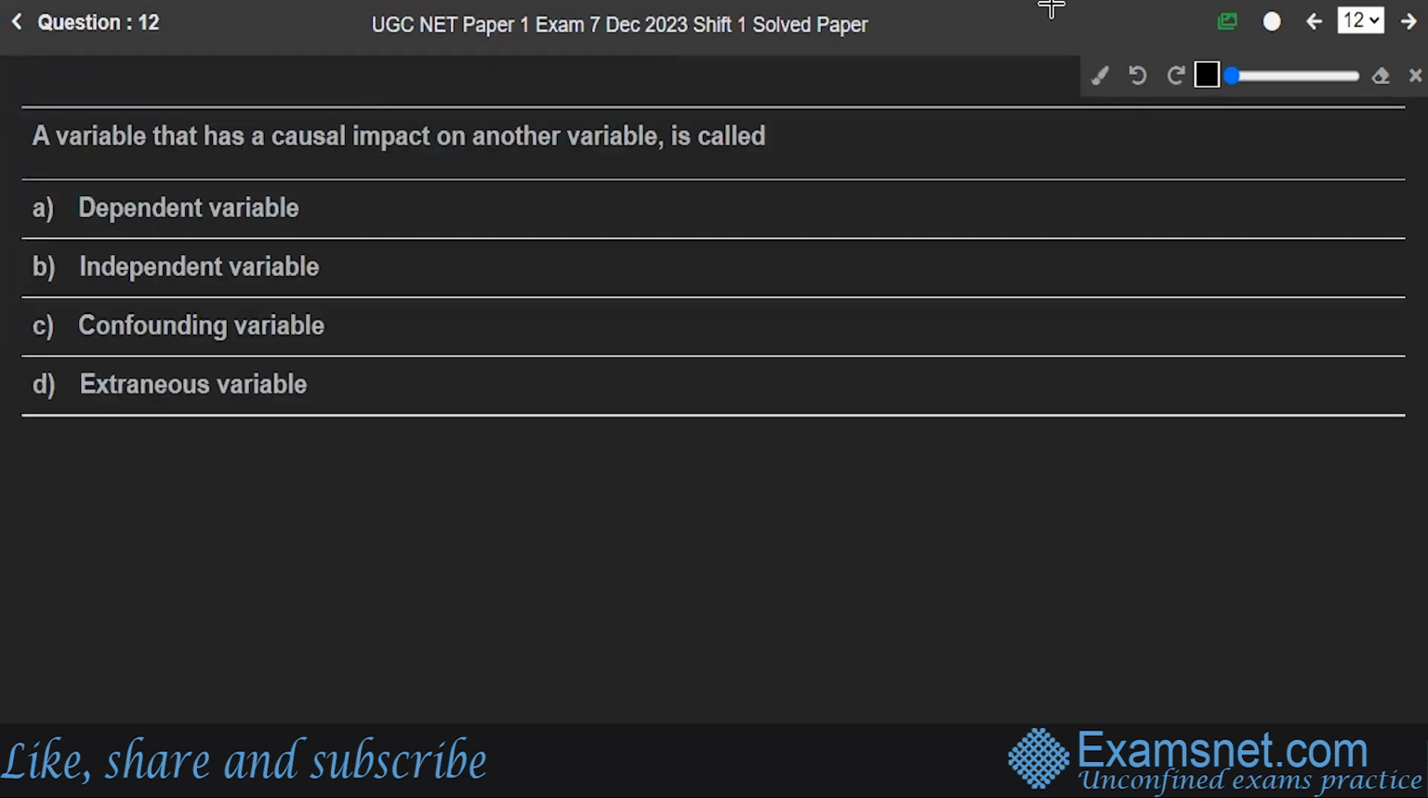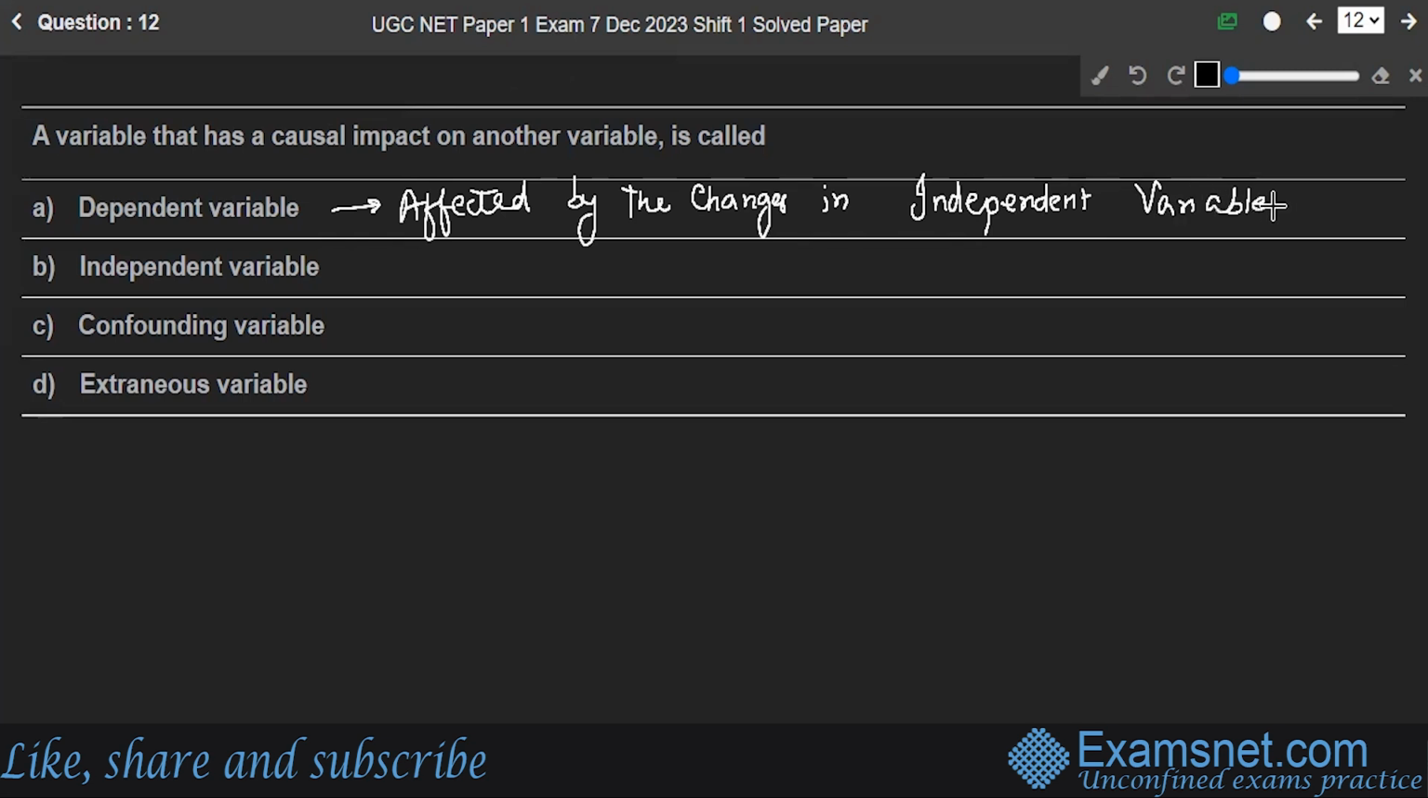Question number 12: a variable that has a causal impact on another variable. Is it a dependent variable, independent variable, confounding variable, or extraneous variable? Let's see the meaning of all of them. The first one, dependent variable. This is a variable which is affected by the changes in the independent variable. It is the outcome you are measuring in an experiment or the observation.